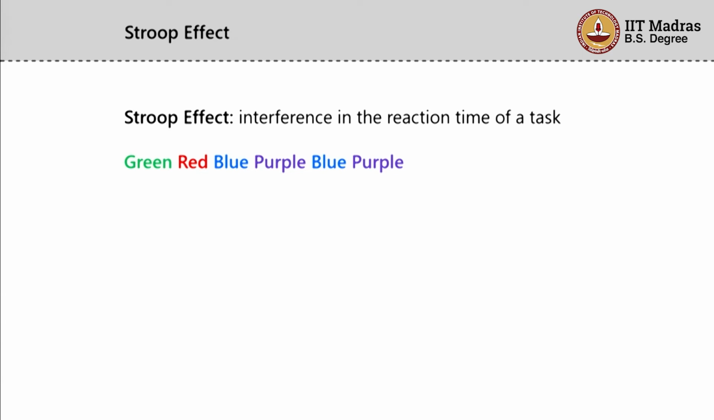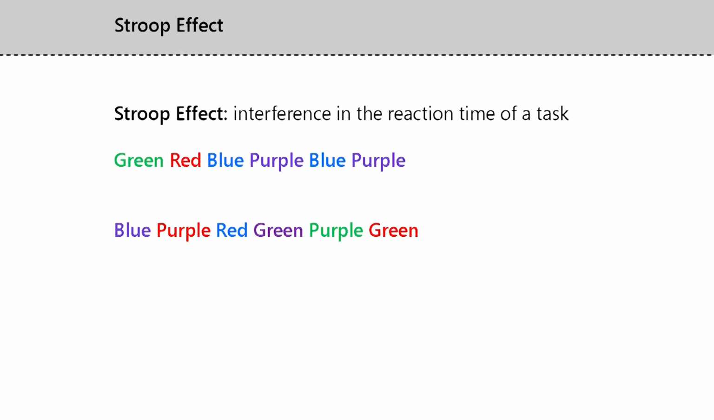Okay. Now, Indu, can you tell me the colors? Don't read the words, but you have to tell me the colors. You just hold on. First, do it. Green, red, blue, purple, blue, purple. Okay. Now do the same thing with this. Color, you have to tell me the color, not read the word. Purple, red.